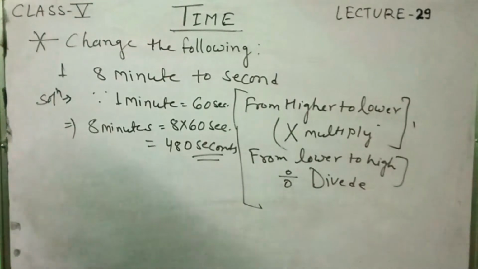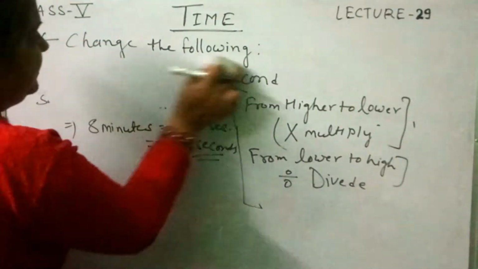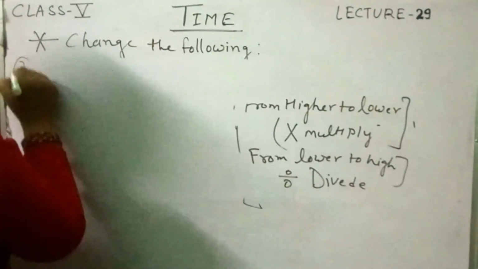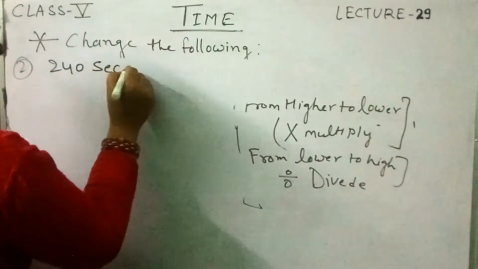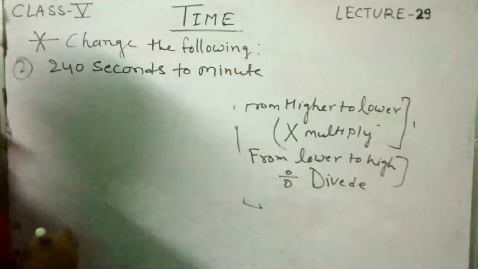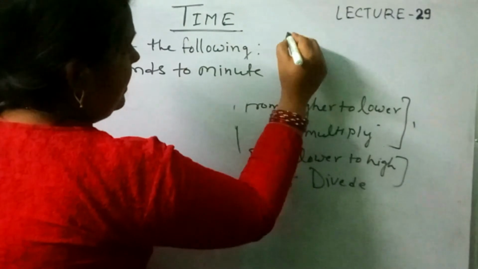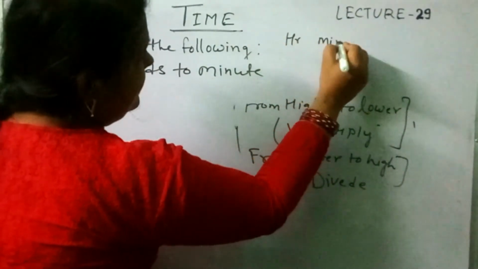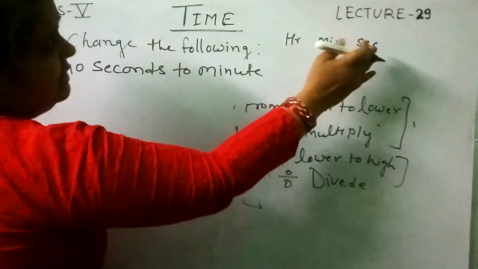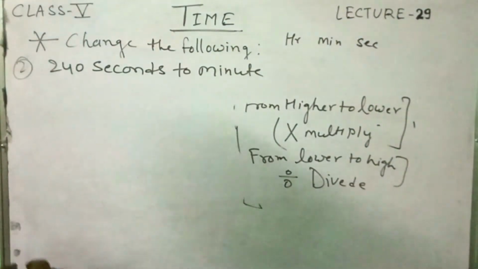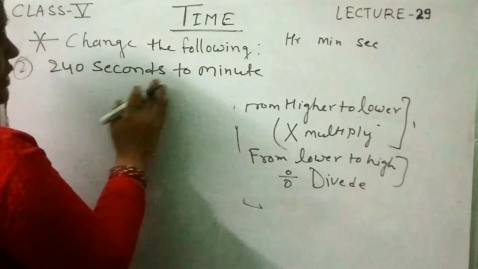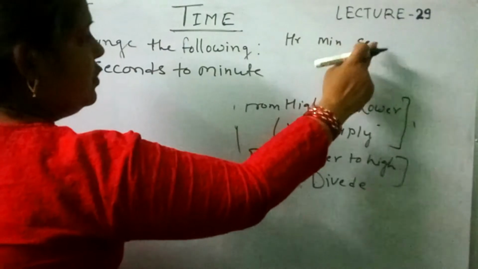Same way, another question I am taking from your book: change 240 seconds to minutes. What is the question? 240 seconds to minutes. Students, in decreasing order I am writing, see here, hour, minute and second. That is the largest, larger and that one is the smallest. So see here, 240 seconds to minutes means seconds to minutes, lower to higher.